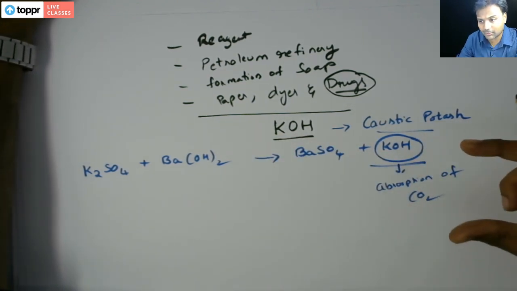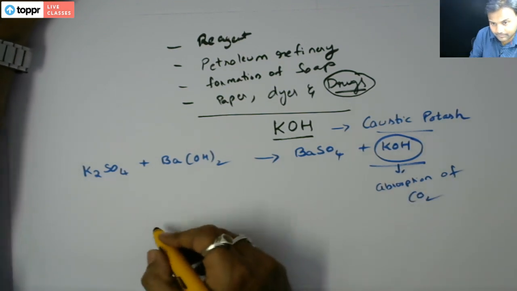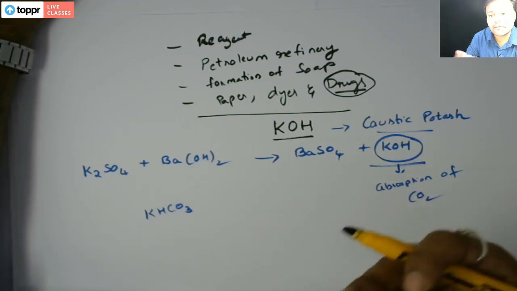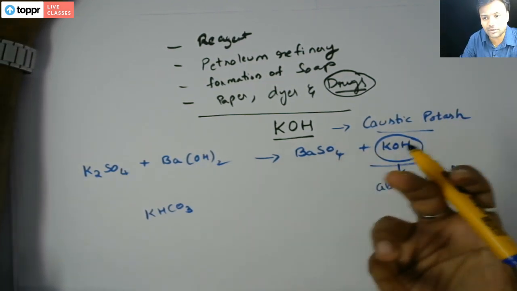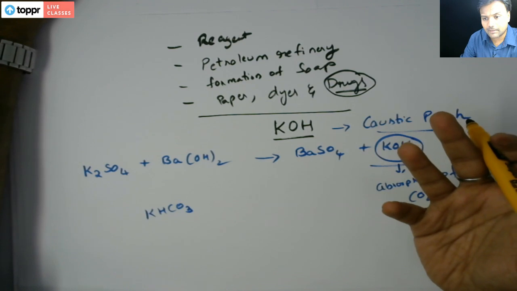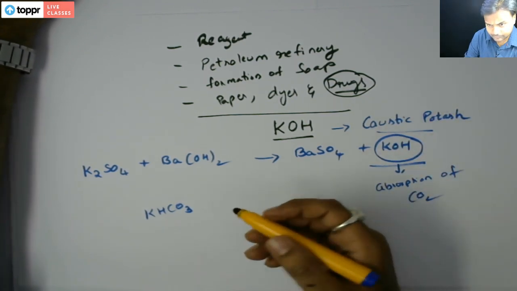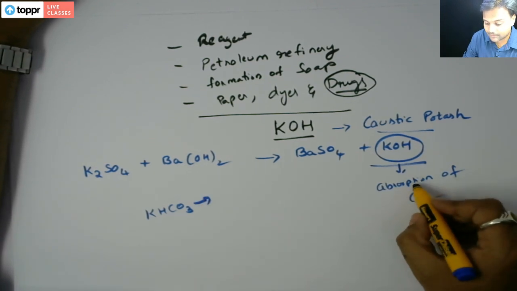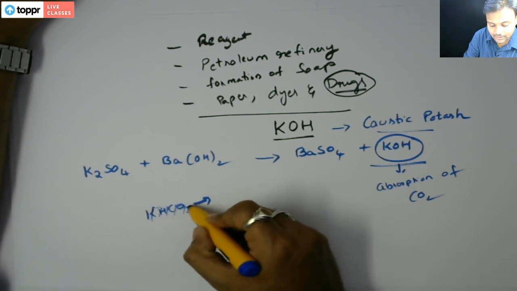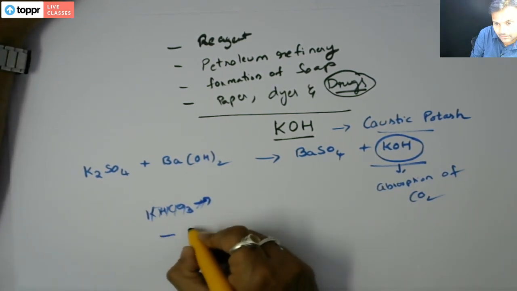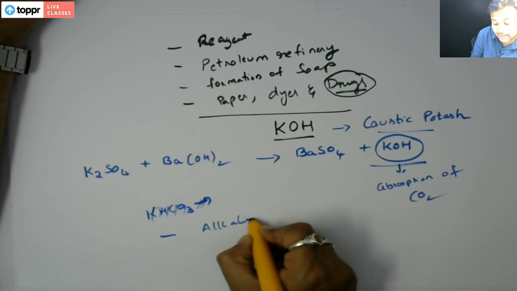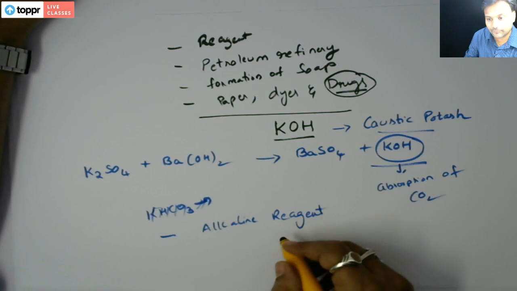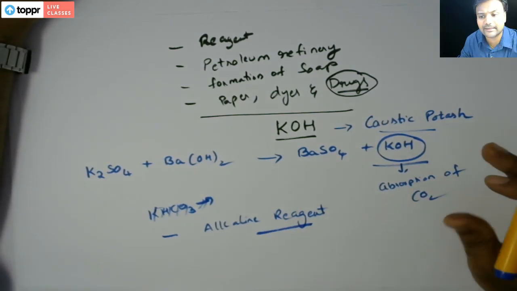So it is caustic potash because potassium bicarbonate is formed after sufficient absorption of this. You can say it is an alkaline reagent. We can say potassium hydroxide is also an alkaline reagent.